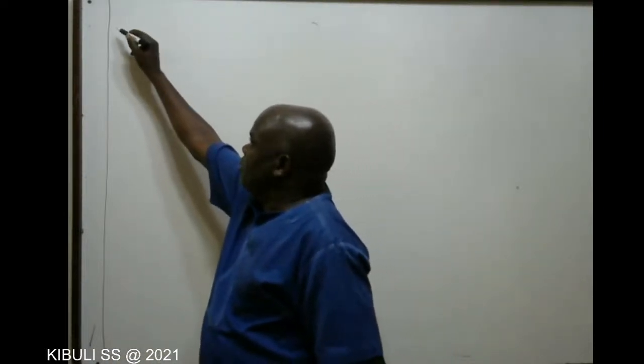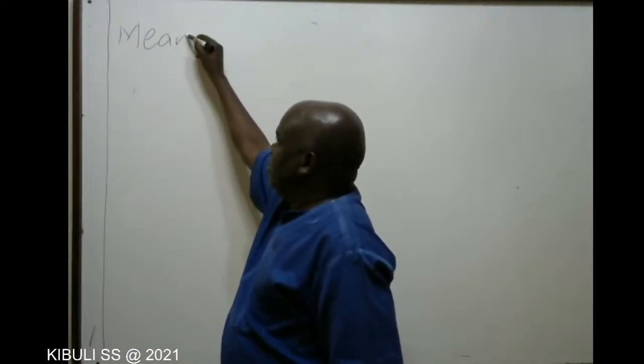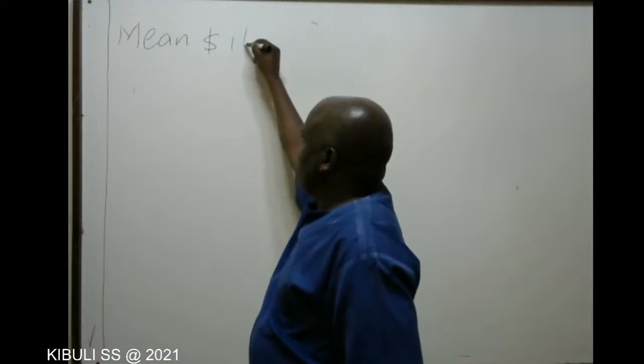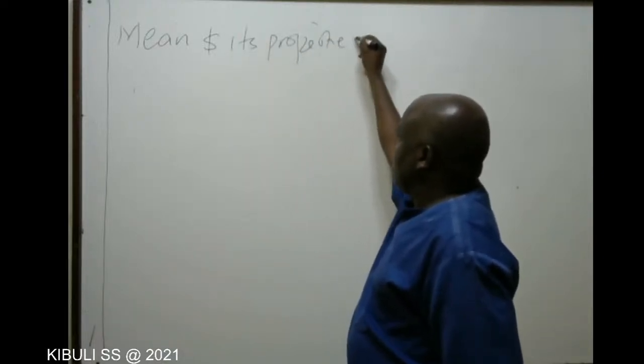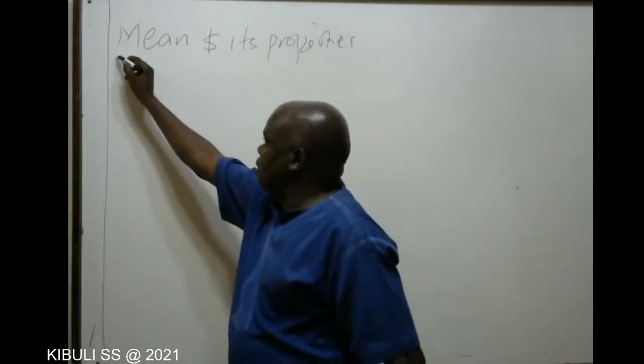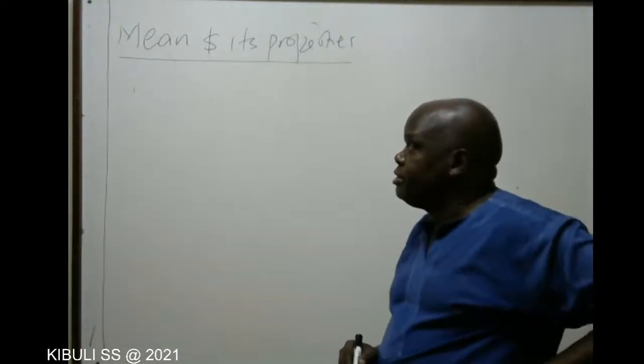We are going to add on the mean and its properties. This is what we are going to add on, the mean and its properties. Then we shall also work out the variance and its properties.